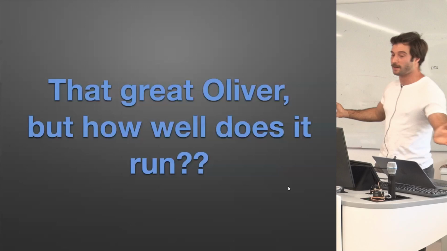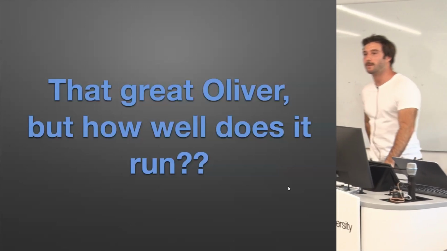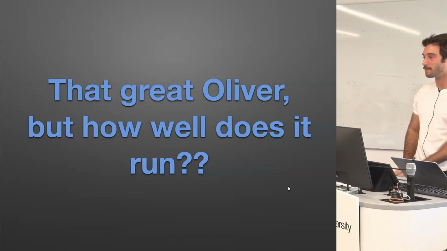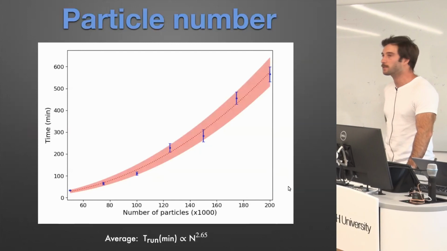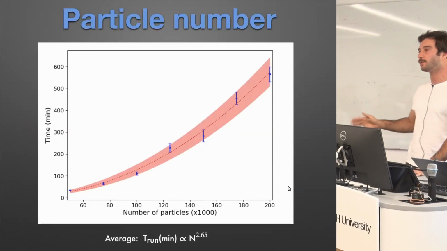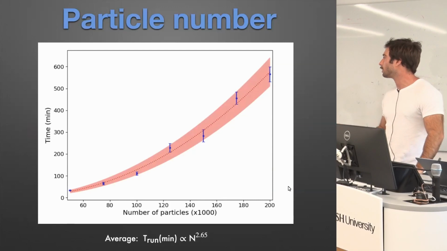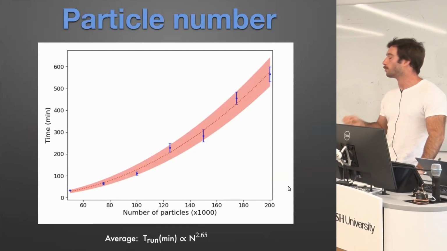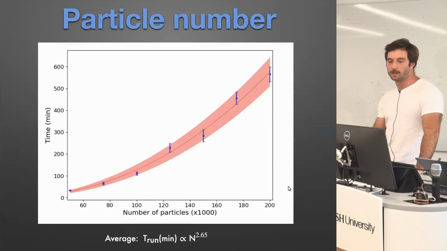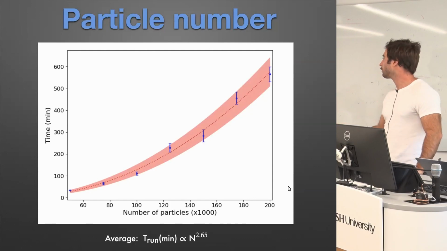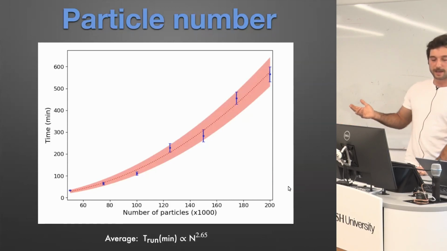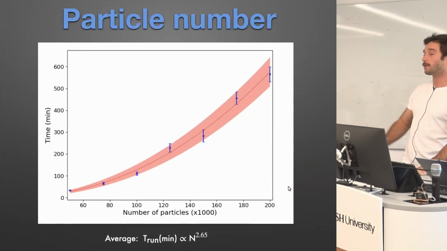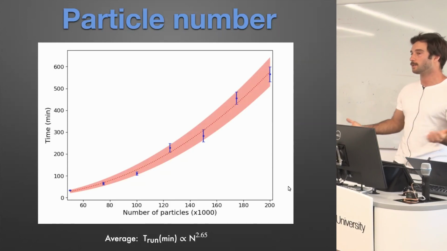So you might be thinking, well, that's great, Oliver, but how well does it run? If you may be interested in numerical methods and benchmarking, I've done some tests for a project. So firstly, this is looking at how fast it runs for 32 mega years of cluster evolution using multiple different initial particle numbers. So the blue dots represent the actual run times in minutes for this 32 mega years for the different particle numbers, ranging between 50 and 200,000 particles. And as expected, you can see increasing the initial particle number means that the simulations run slower.